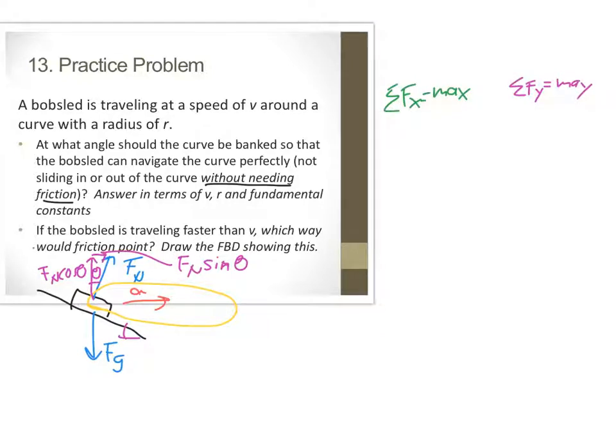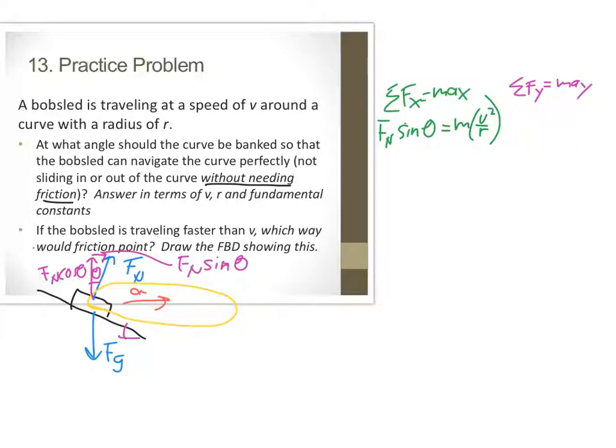I'm now going to go ahead and set up my max and my may. So in the x direction, what I have here is Fn sine of theta. That's the only force I have, that x component of the normal force. That's what's making it move in a circle. So that's going to be equal to m times my acceleration, which is v squared over r.